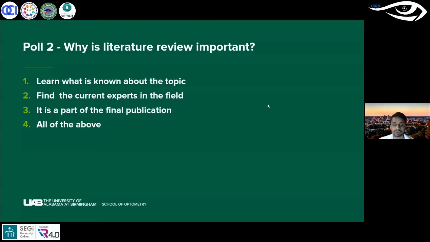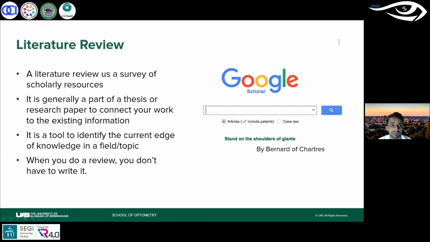And at that point you will be thinking about, I thought of this and there was a paper I read about it, but I don't remember what it was or where it was, and you'll spend hours going back and forth trying to find that particular citation. So it's always important to keep track of your literature review. With that said, literature review is nothing but a survey of scholarly resources.